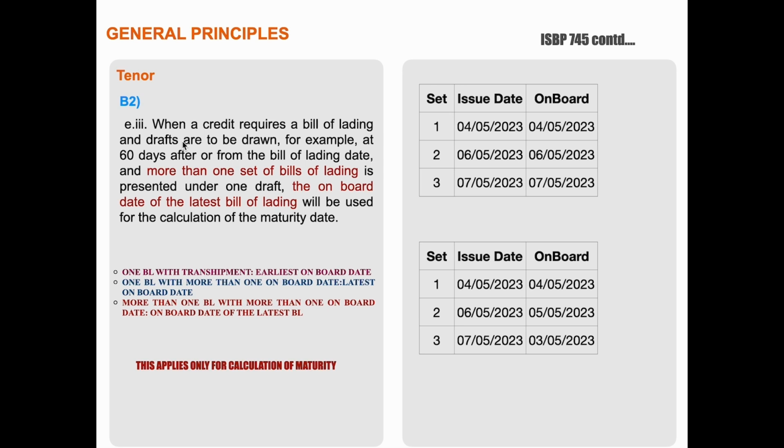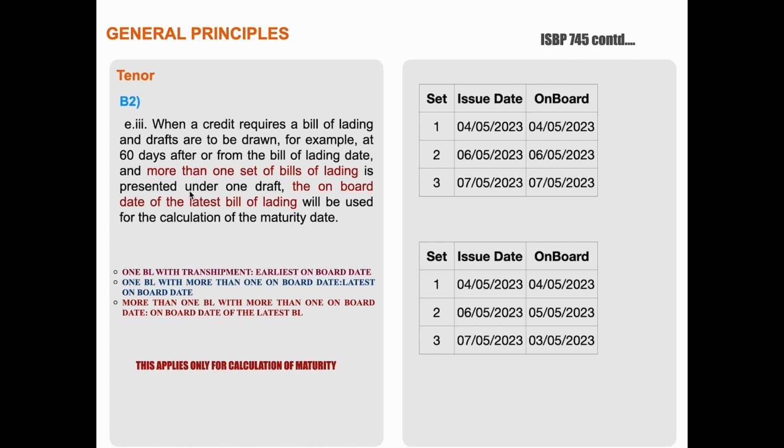Now the third scenario is when a credit requires a bill of lading. Credit requires only one bill of lading and drafts are to be drawn, for example, at 60 days after or from the bill of lading date, and more than one set of bills of lading is presented under one draft. So the LC requires only one bill of lading, but in the same presentation for a single bill of exchange, more than one set of bills of lading are presented. In such a case, the onboard date of the latest bill of lading will be used for the calculation of maturity date.